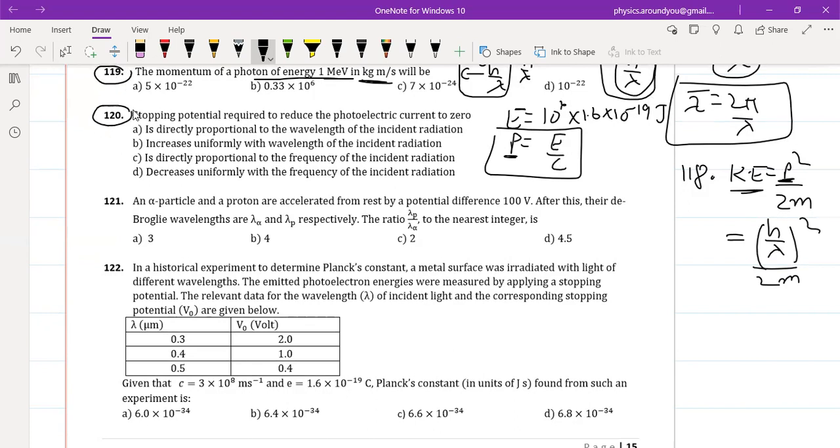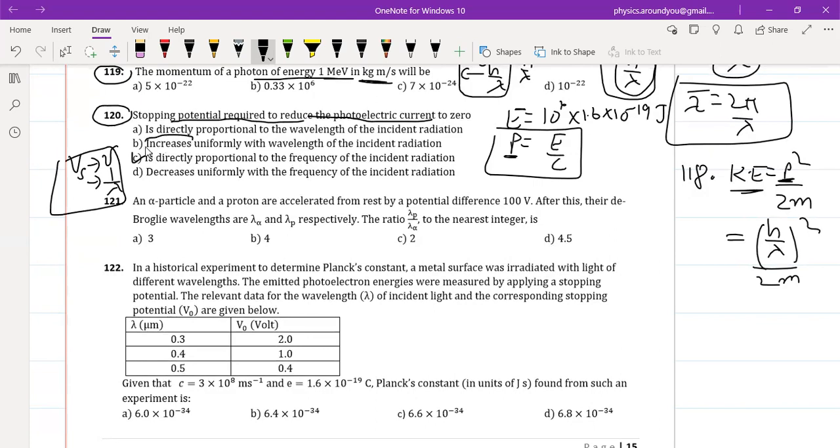Now, question number 120 is conceptual. Stopping potential required to reduce the photoelectric current. What is it proportional to? We know that stopping potential is directly proportional to the frequency or inversely proportional to lambda. Which of them says this? Directly proportional to the frequency of incident radiation. Shabash. So I got option C here, right?